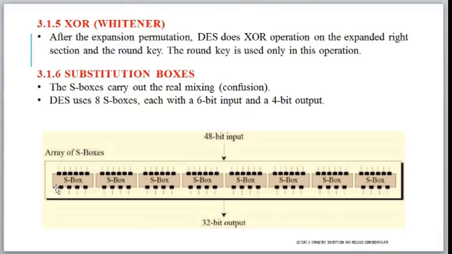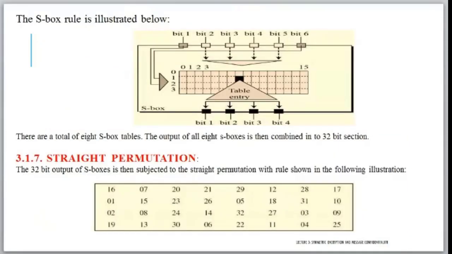The 4 bits of output it is going to produce. Now you can see what an S box is. The S box is going to work like this. You see 1, 2, 3, 4, 5, 6: 6 bits it is taking. Then the S box operation is going on, and finally it is going to produce only 4 bits. So the S box is going to reduce the bits.